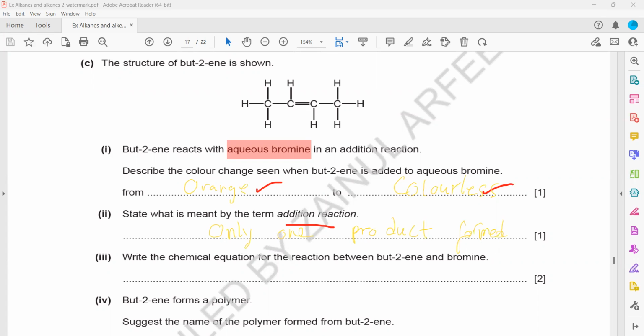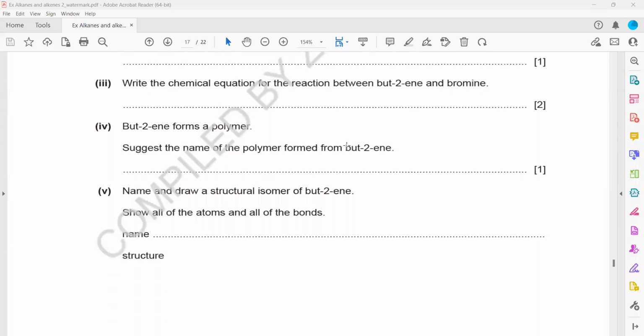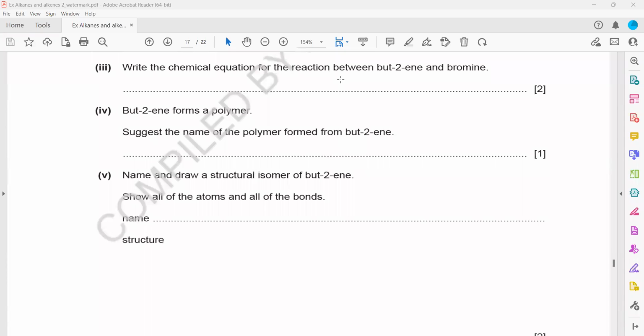You can say that, but we have to write a general definition of addition, not only referring to organic reactions. Those reactions which produce only one product we call addition. What you mentioned will remain specific to organic chemistry. Then write a chemical equation for the reaction between butene and bromine. Butene, C4H8, reacted with bromine. So what will the product be? C4H8Br2. Because it is an addition reaction, one product is there, so just add up.